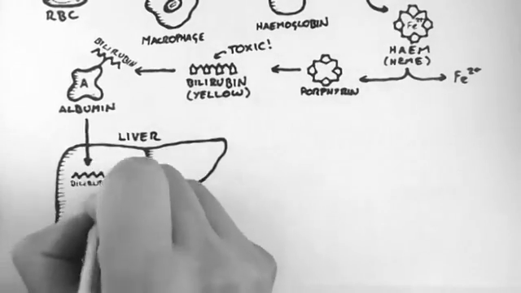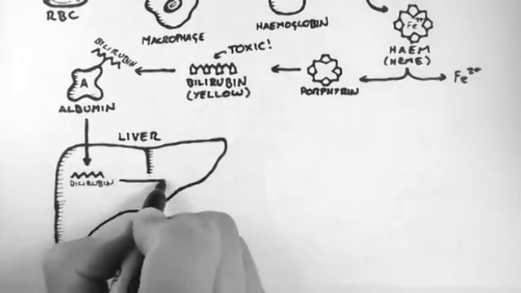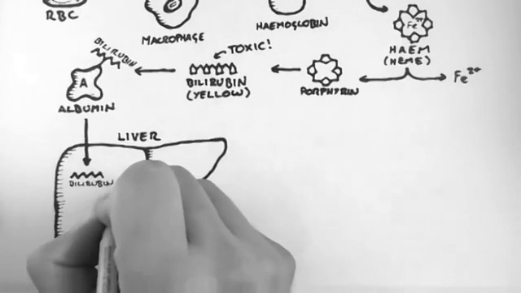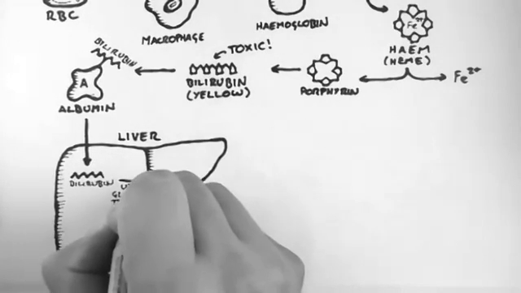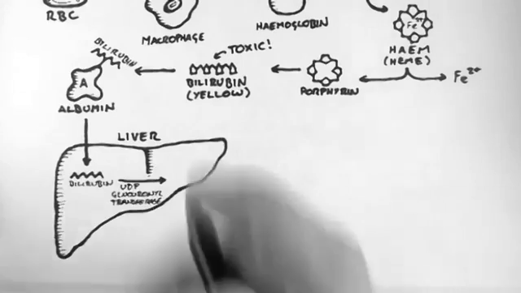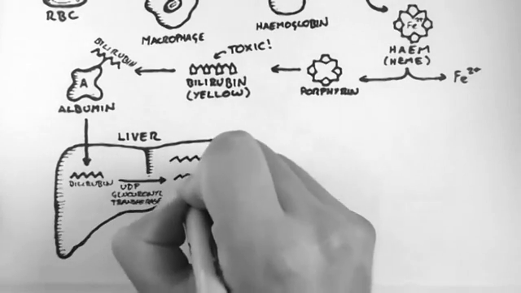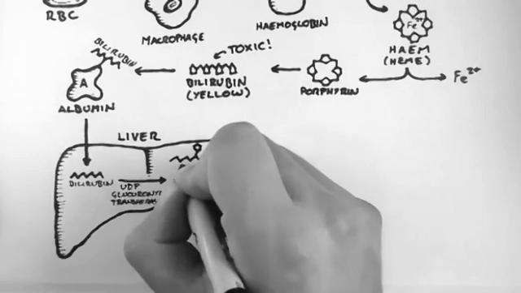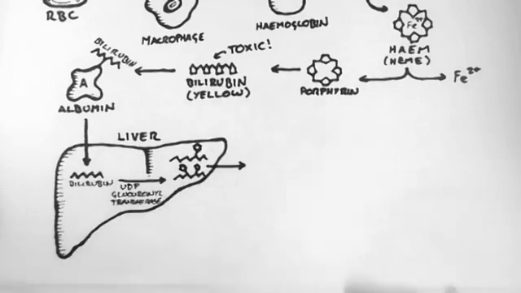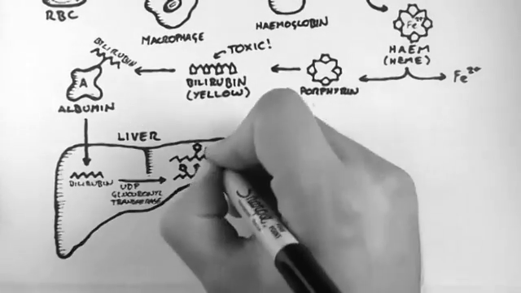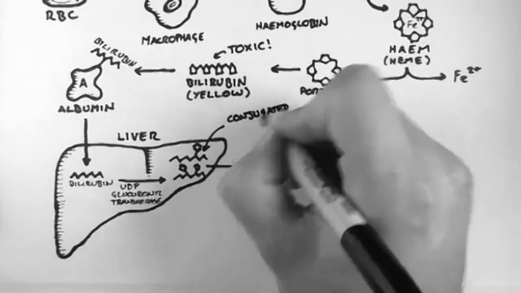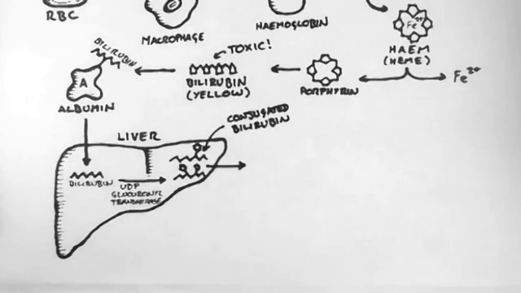Once inside the liver, an enzyme called UDP glucuronosyltransferase attaches glucuronic acid to the bilirubin. In this way, it makes bilirubin less toxic and more water-soluble. We call these molecules conjugated bilirubin, as opposed to the unconjugated bilirubin prior to the attachment of the glucuronic acid. We'll discuss this process in more detail in the next video.